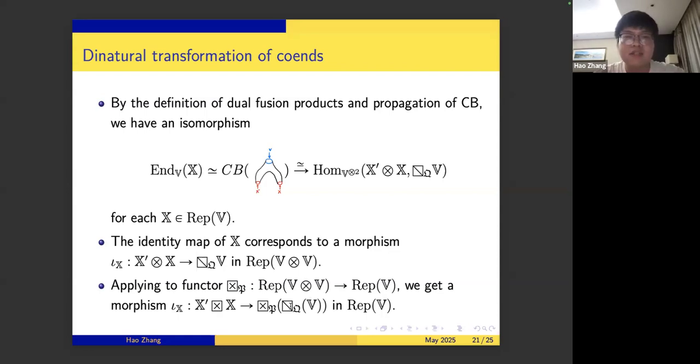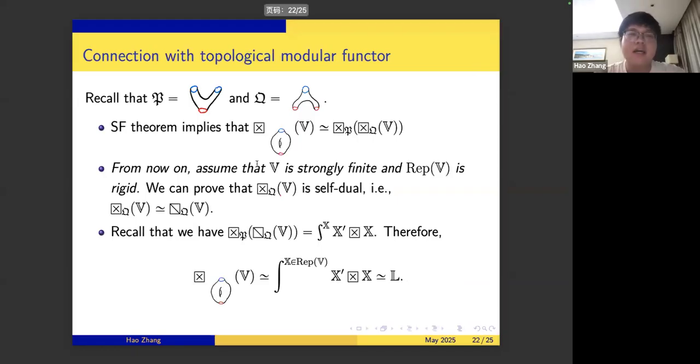This is our description of diagonal transformation. And with the help of these results, we can get a connection of our conformal block space with the topological modular functor. Recall that we have these two genus zero spheres.